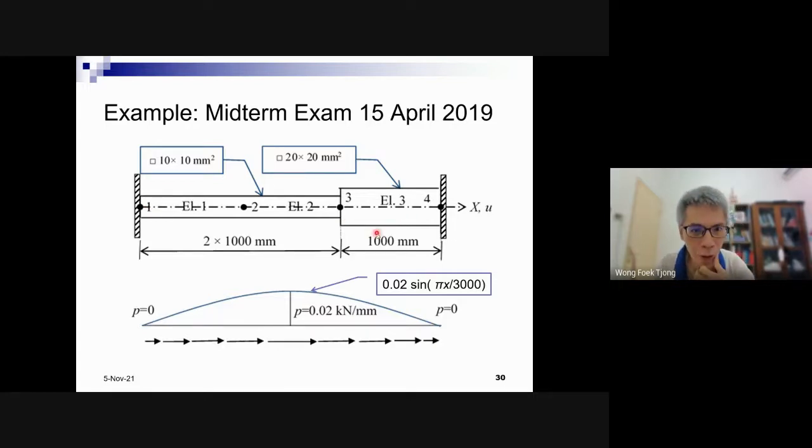Then what else? Of course, the overall problem asks to compute the displacement, the support reaction, the internal stress, and the exact solution. That was actually the semester exam on this date. But here we just focus on how to compute the equivalent nodal force due to this load for each element.